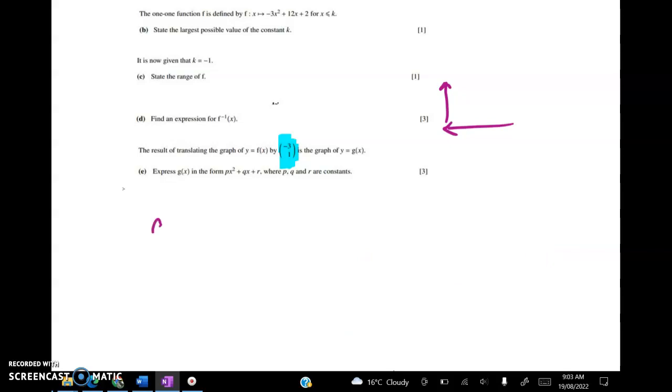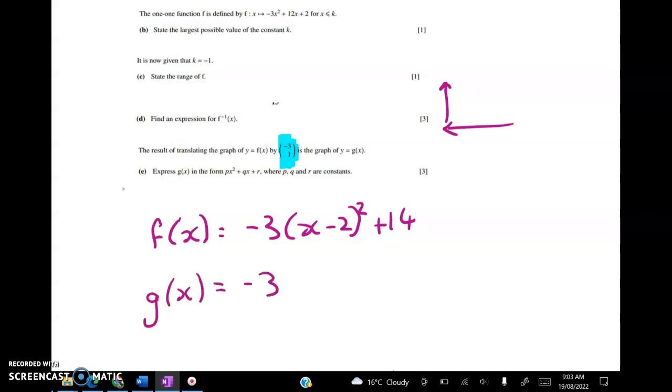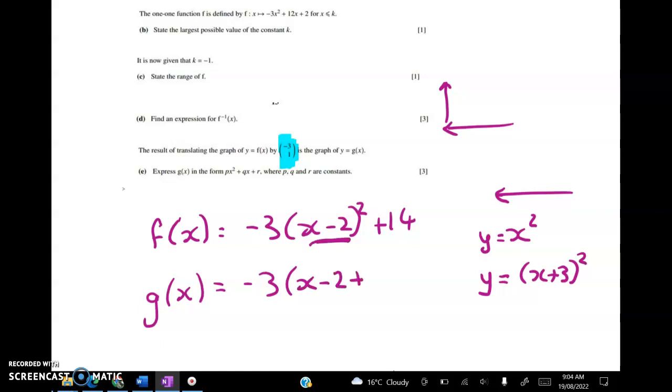So starting with f of x is equal to -3 times (x minus 2) squared plus 14. So g of x is going to be -3. Now to move something back that way, so if I have the x squared parabola and I want to move it back that way by 3, it's going to be (x plus 3) squared, right? Here, it's going to be the same, (x minus 2) from here, plus 3, squared, and I want to move it 1 up. So it's going to be plus 14 and plus 1 up.